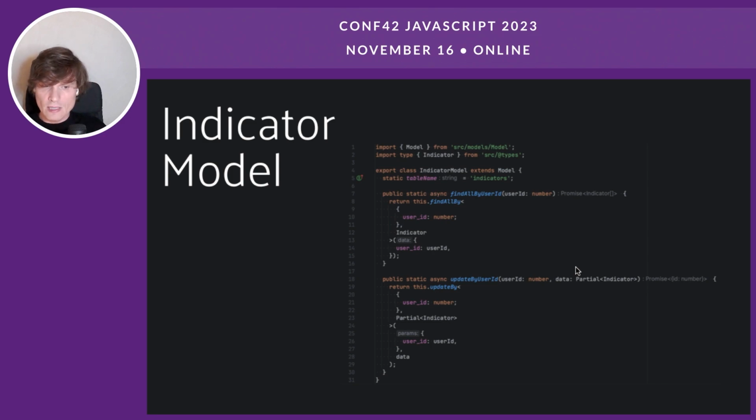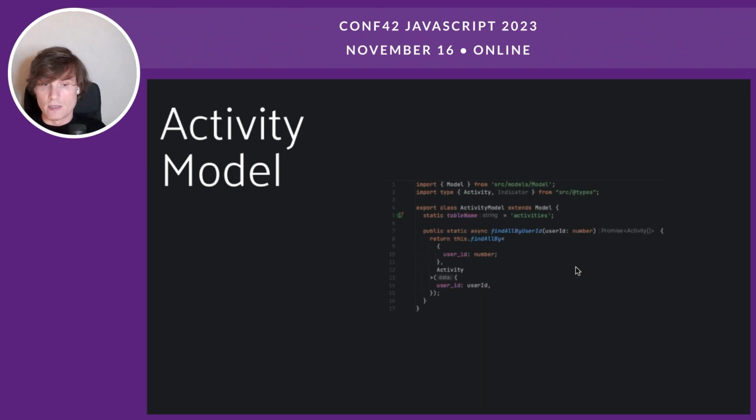The same approach with the indicator model, where we're able to find all indicators by user ID or update by user ID. All of these methods are actually leveraging these indicators through this model, and we can deal like that with the database. The activity model is absolutely the same. We just have to find the activity using this method.